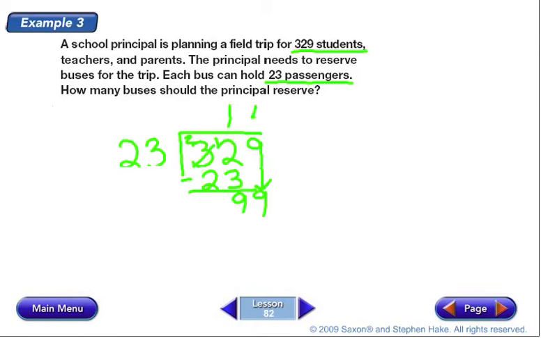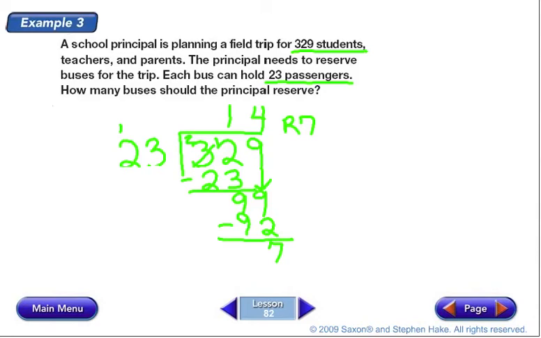So 4 times 3 is 12. Carry the 1. 4 times 2 is 8, plus the 1 is 9. And 9 minus 2 is 7. So now I have a remainder of 7.